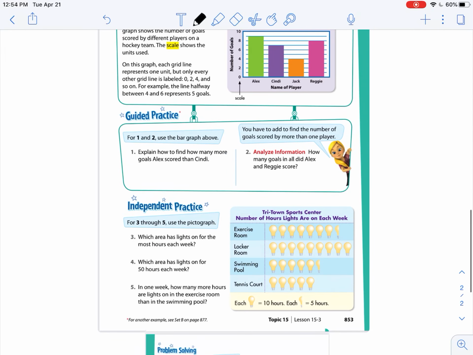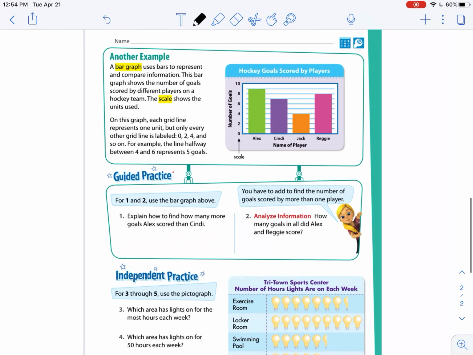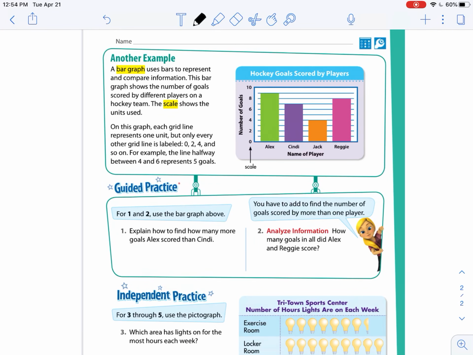Okay, now we're going to look at page 853 and we're going to review bar graphs and look at pictographs. So on page 853 at the top you have an example of a bar graph, and this bar graph shows hockey goals scored by players, and it has names of players at the bottom, and then it has the number of goals here. And the main thing I want you to notice about the number of goals on the side here is that it's not done necessarily by ones.